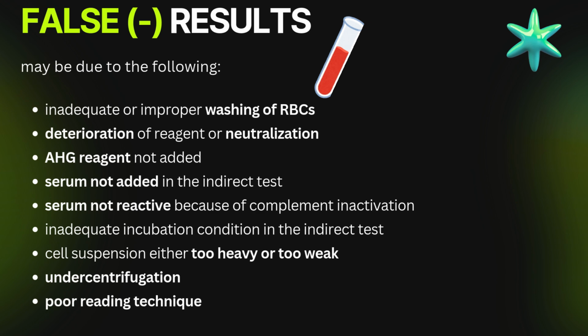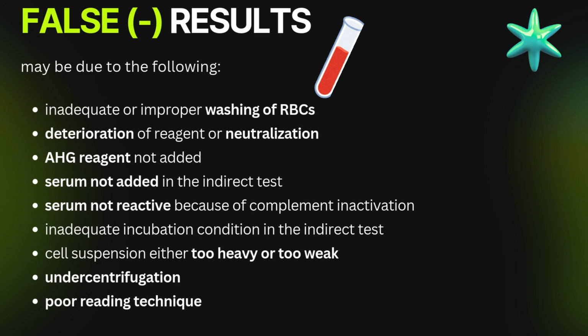So one, inadequate or improper washing of red blood cells can prevent the removal of any unbound antibodies, leading to inaccurate results. So make sure the washing steps are performed thoroughly and consistently. Another factor is the deterioration of reagents or their neutralization. Always check the expiration dates and storage conditions of your reagents to ensure they are in optimal condition.